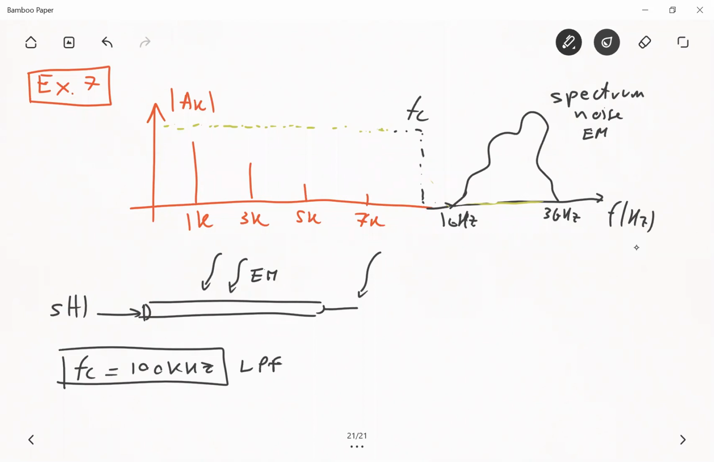Okay, and finally we are going to do something real. Let me see. In the previous exercise, you worked with an ideal filter, and now we have to design a real filter. I'm not sure if the problem is the same. Let me see. Yeah, it's the same. Oh, what did I do here?